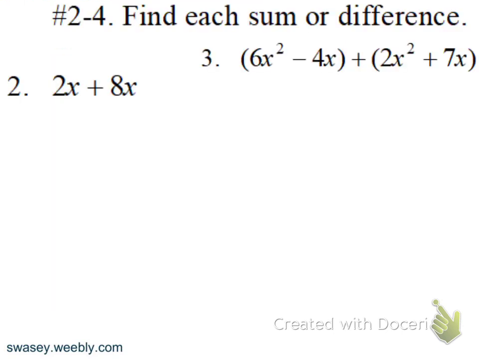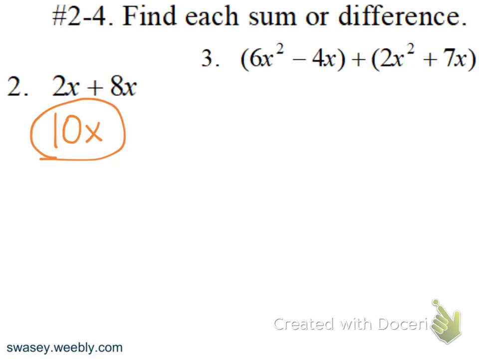All right. To combine like terms, you're going to add like terms with the same variables to the same powers. And when you do that, 2x plus 8x, you get 10x. You don't mess with the variable or the exponent when you combine like terms.